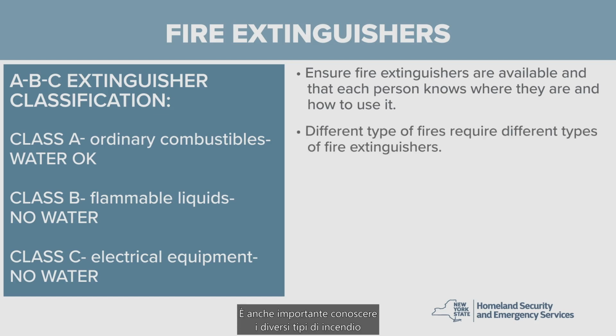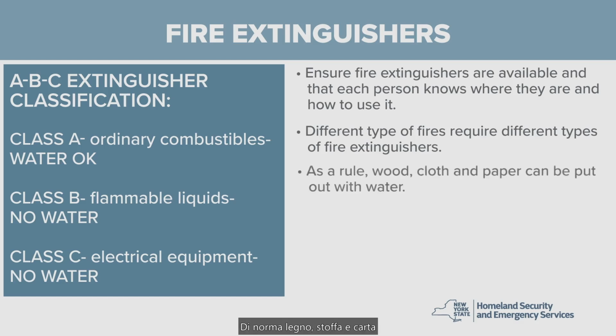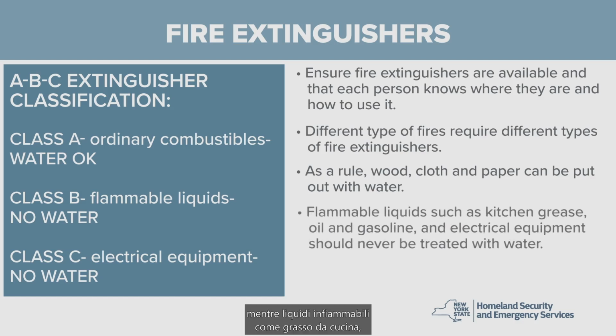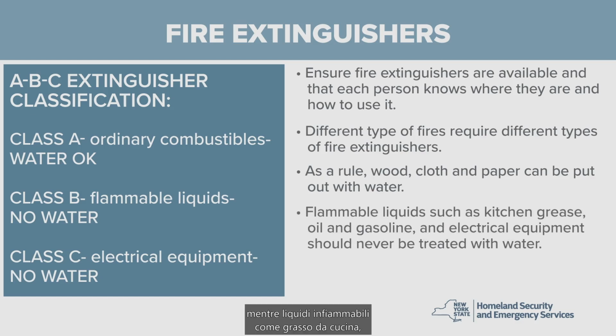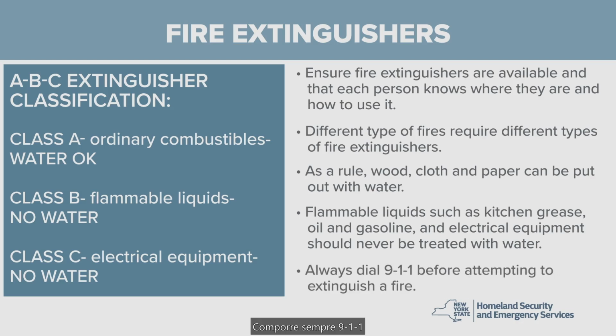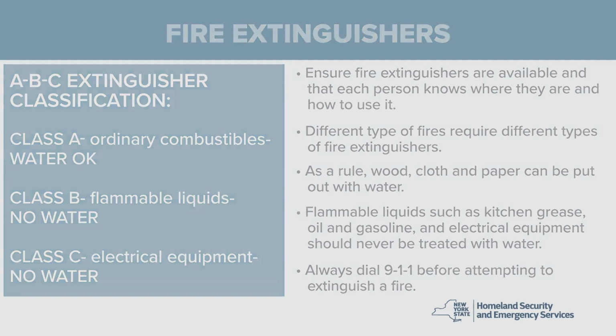It's also important to know the different types of fire and what extinguishers will put them out. As a rule, wood, cloth, and paper can be put out with water, while flammable liquids such as kitchen grease, oil, and gasoline, and electrical equipment such as appliances and televisions should never be treated with water. Always dial 911 before attempting to extinguish a fire. Never put your personal safety on the line when trying to put out flames.